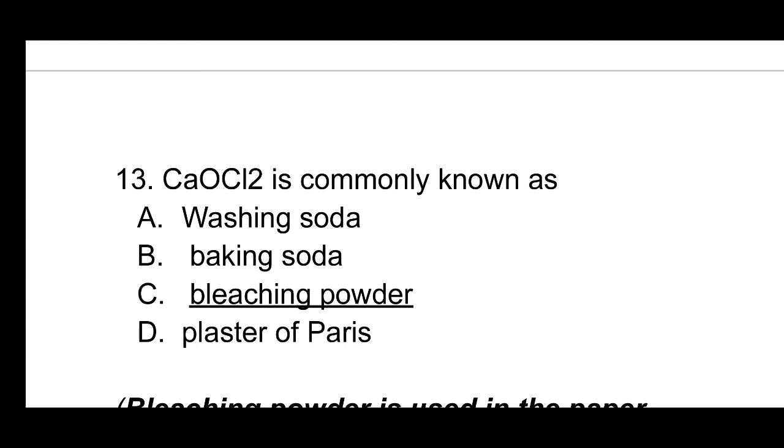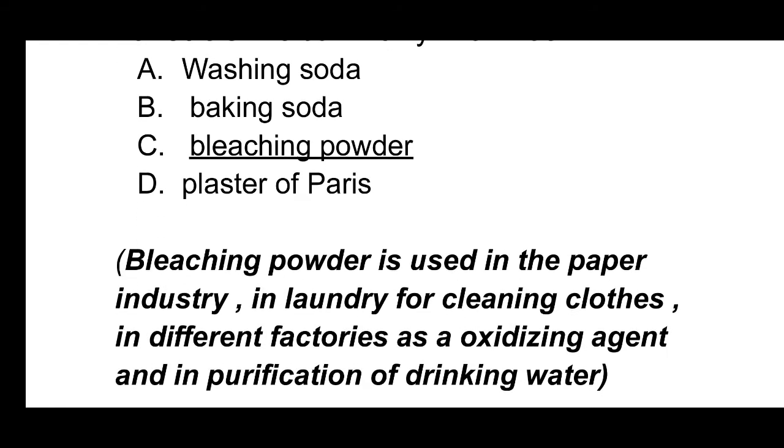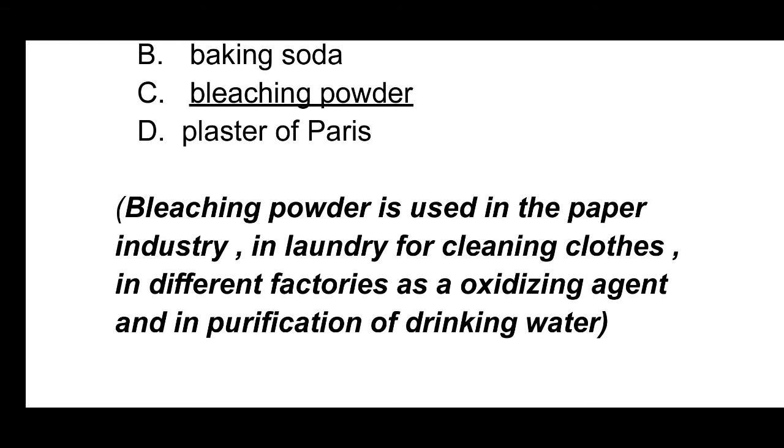Next, see here, CaOCl2 is commonly known as what? Bleaching powder. It is the chemical formula of bleaching powder. The uses of bleaching powder are very important, so go through these points. It is used as a laundry reagent for cleaning clothes and in different factories, and the most important use is in the purification of water. Bleaching powder is poisonous, so we have to use it in a very minute quantity.